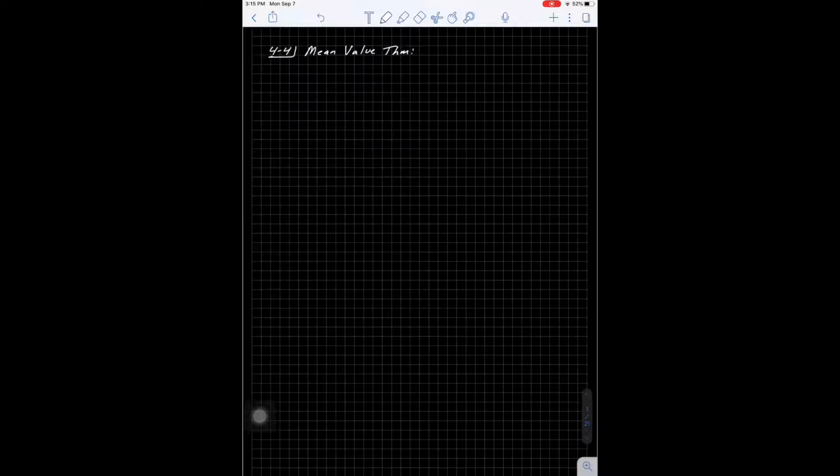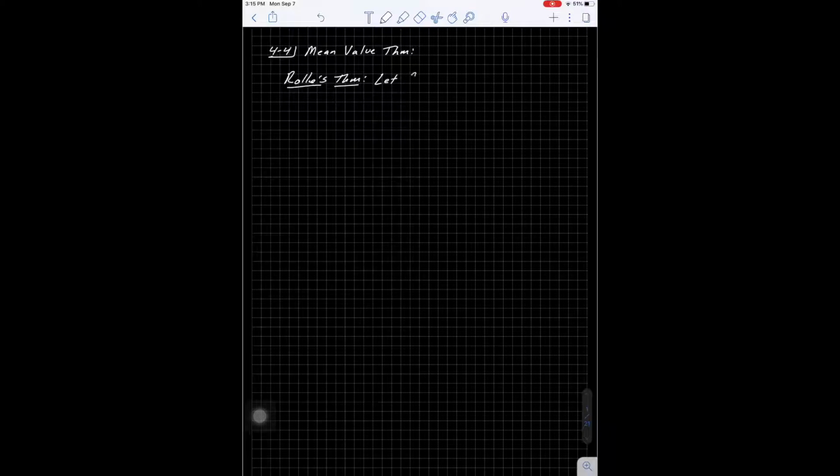We are going to start actually with a different theorem called Rolle's theorem. The reason we start with Rolle's theorem is that it's used to prove the mean value theorem, which we're not going to actually do. The proof is in the book if you'd like to see it, but we're going to start here.